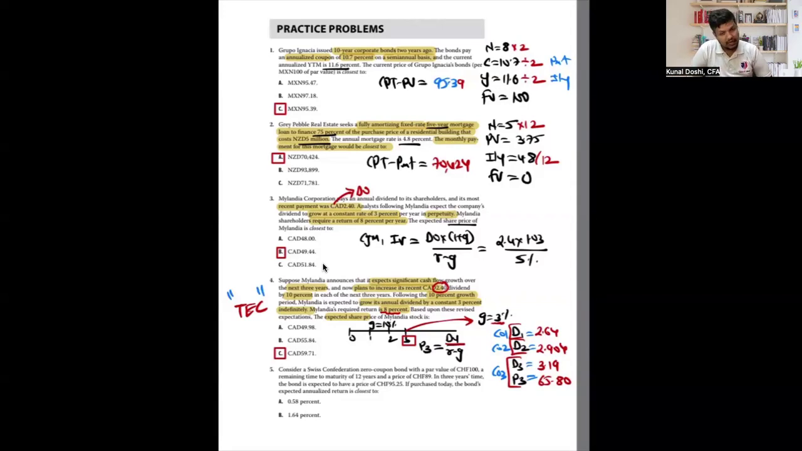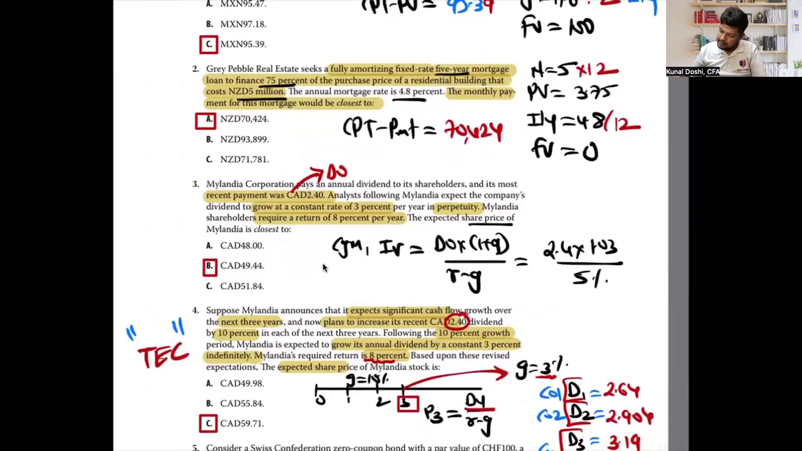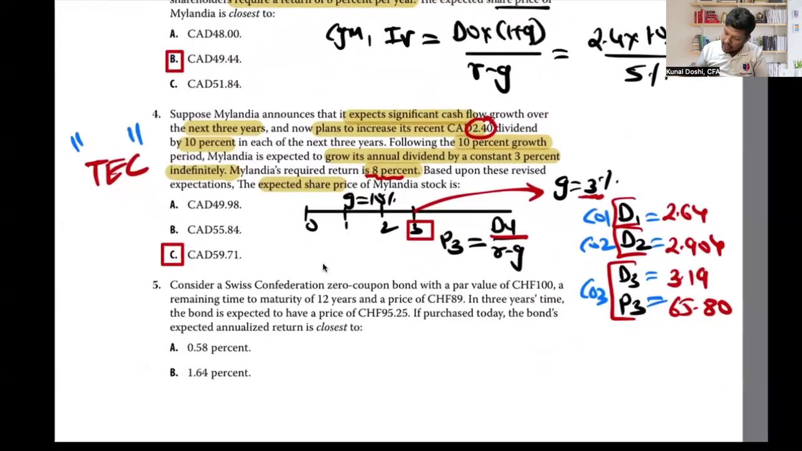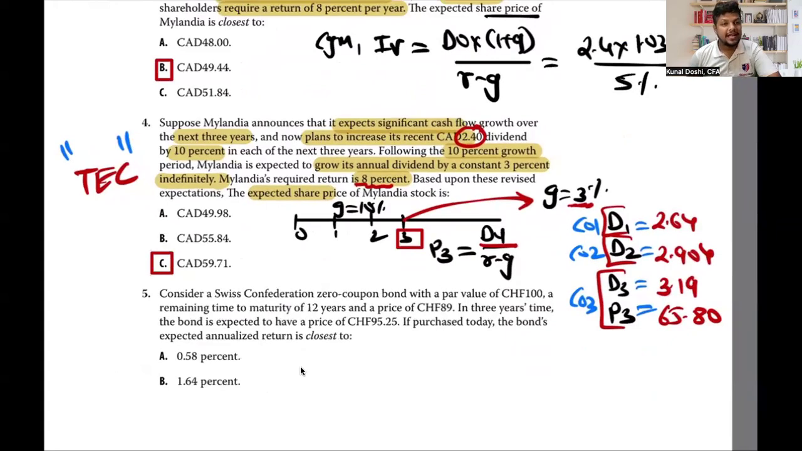Perfect. Clear. How's it? Good. Very nice question, isn't it? Yes. Next. I'll move on to the next one. Anyone has any doubts? Yeah.